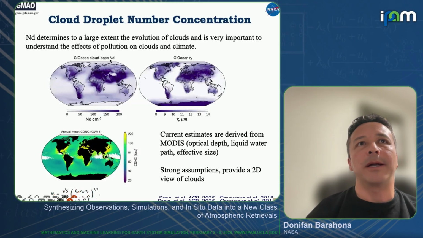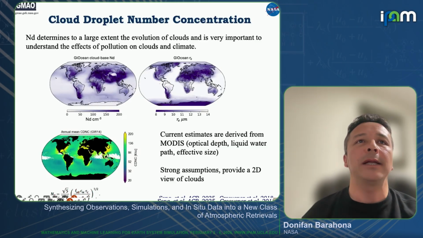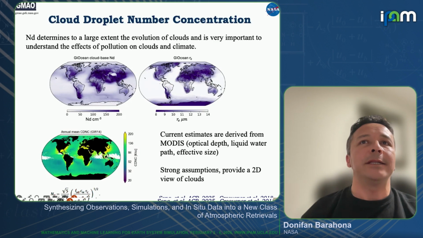And this is from our recent reanalysis called GI Ocean. I'm going to talk about that in the next slide. But you see that they are essentially anti-correlated. The cloud droplet size, which is this area effective radius, and the droplet number concentration pretty much match each other. This is like a minus 0.8 correlation between those two.